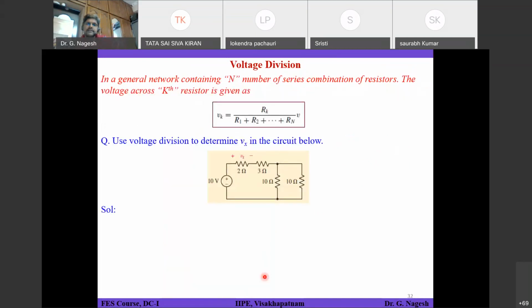So if it's a general network consisting of n resistors, let's say, what will be the equivalent formula?